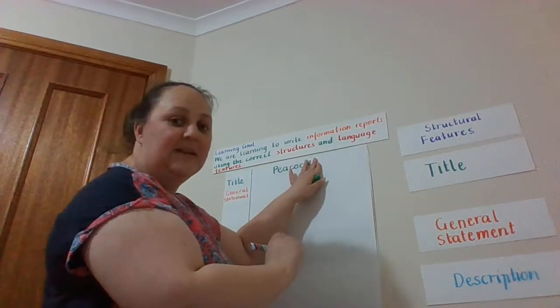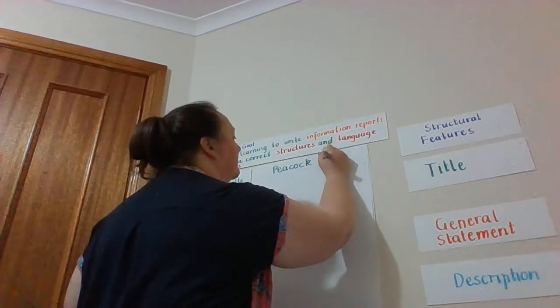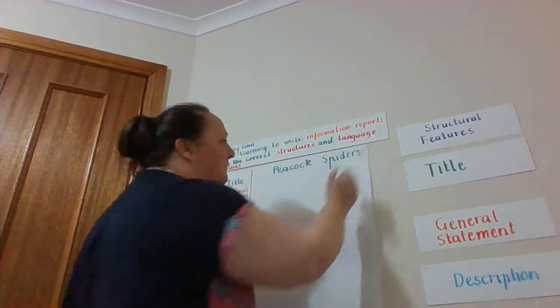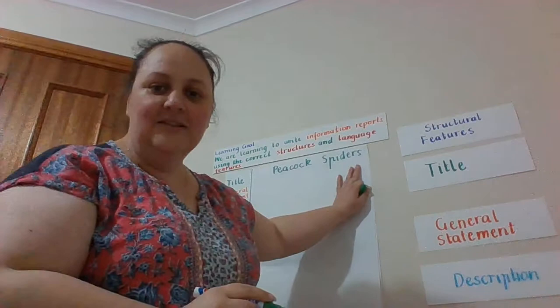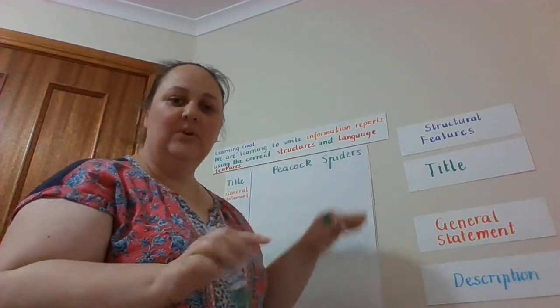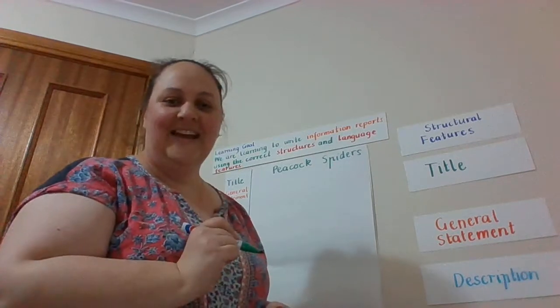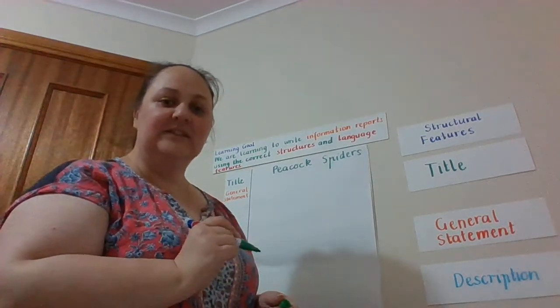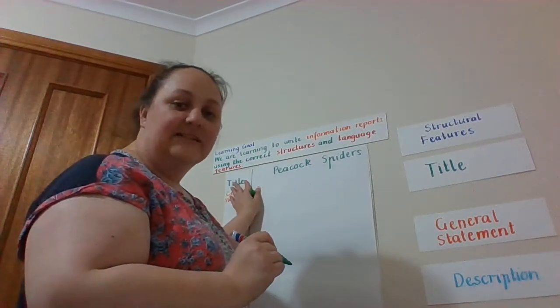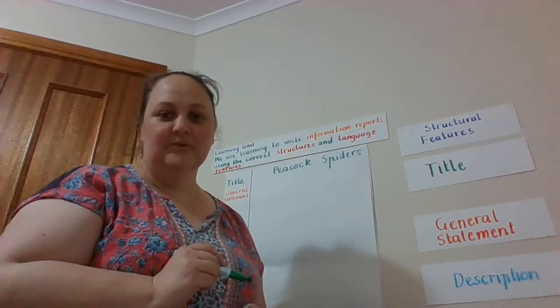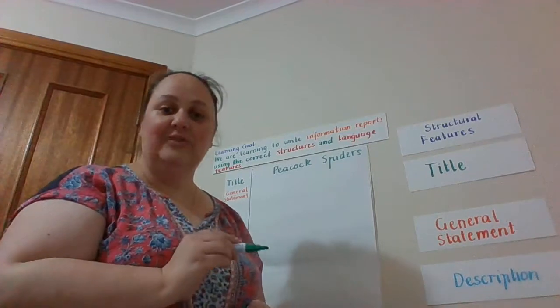Making sure that I'm putting spaces as well. And I put the S on the end so that my audience knows that I'm talking about peacock spiders in general. So it's a plural, so that's one that you add an S on the end. And you can see that I also didn't start right across next to my margin because we know that titles generally go in the middle. So I need to have a look at my structural feature list now.